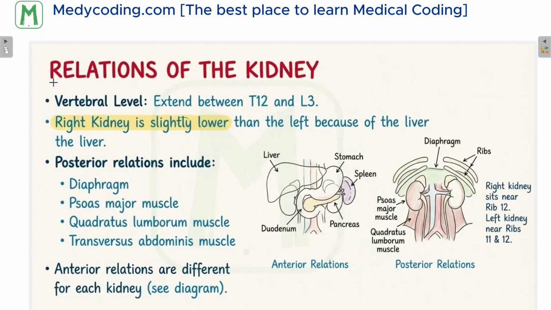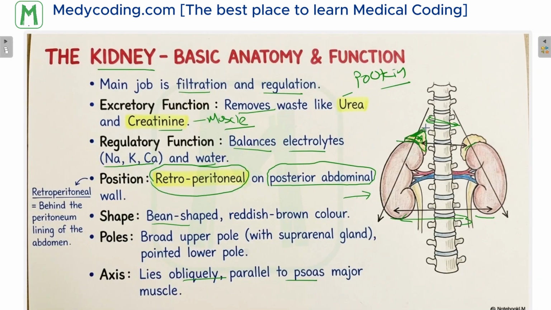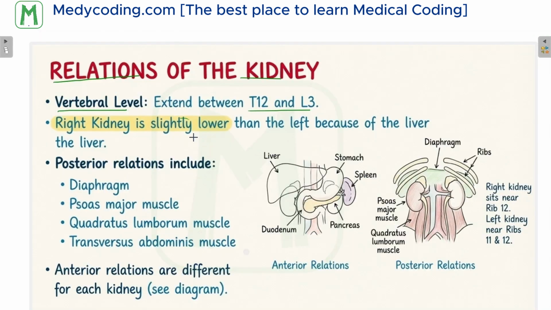So what is the relation of the kidney with respect to different organs? As compared to vertebral level, the kidney position extends from T12 to L3. In this figure, this level is T12 to L3, and in this area the kidney is found. The next is that the right kidney is slightly lower compared to the left. The right kidney is slightly lower because of the liver.